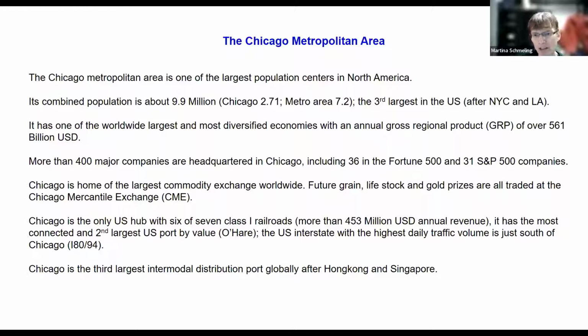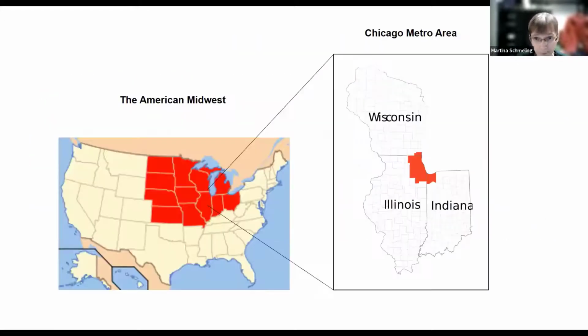And the US interstate with the highest traffic volume is just south of the city. This is squeezing right on the south shore of the lake. So there's the highest traffic volume and a lot of cargo going through. Moreover, Chicago is the third largest intermodal terminal distribution port globally after Hong Kong and Singapore. So there's a lot of freight going through Chicago and distributed throughout the American Midwest.